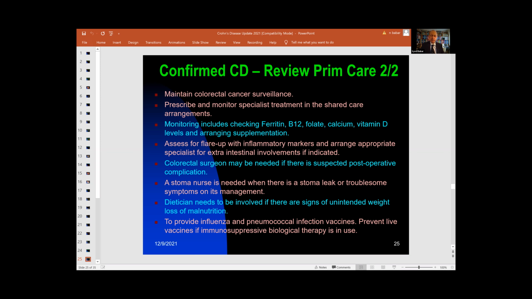Patients, because of their inflammatory bowel disease implications and for the treatment, are immunocompromised and are supported and encouraged to have non-live vaccinations such as influenza and pneumococcal vaccine.